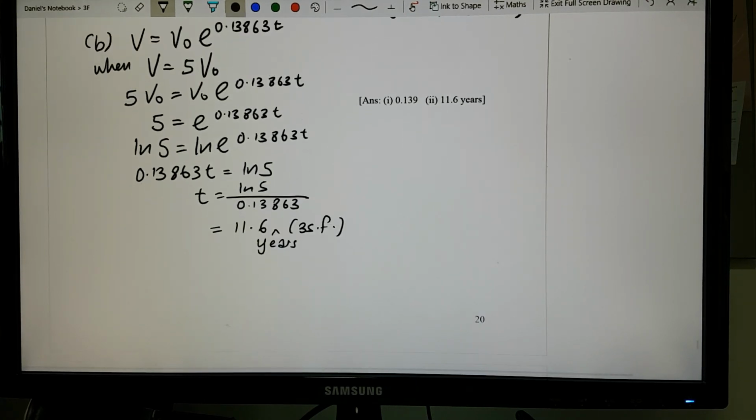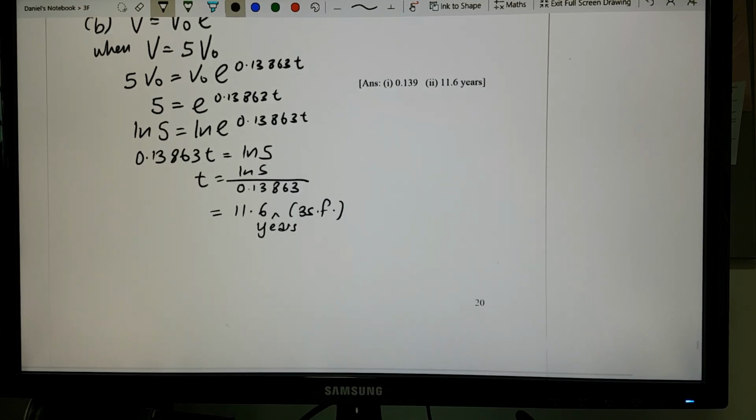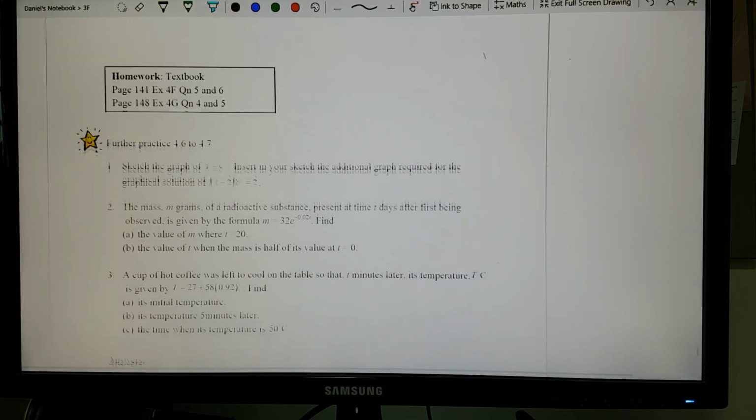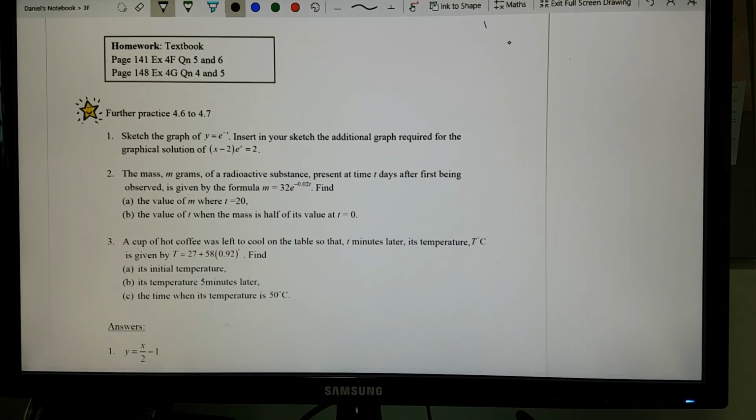Okay, that's all for this worksheet. That's the last page already. So homework, we'll go through this in class. But of course, I'll go through the first few homework questions, 4.1 to 4.5 first before I go through this.